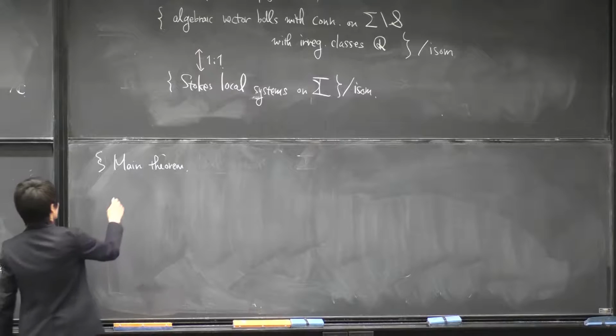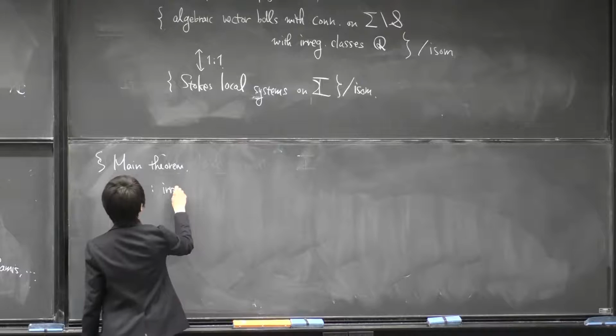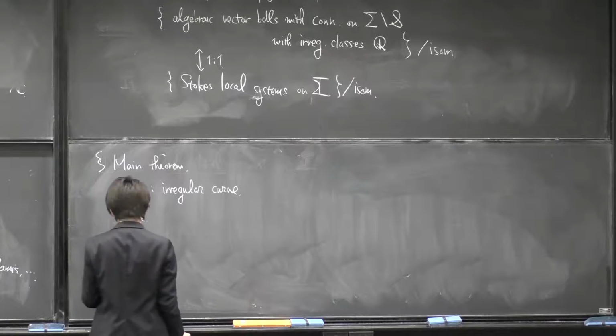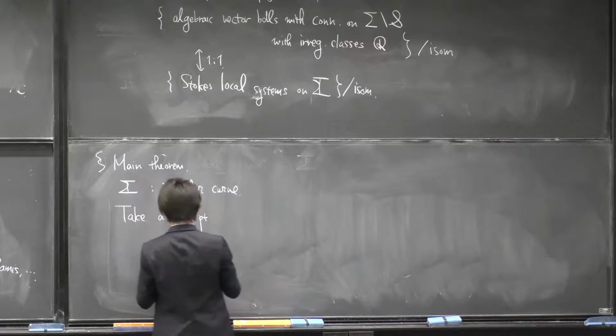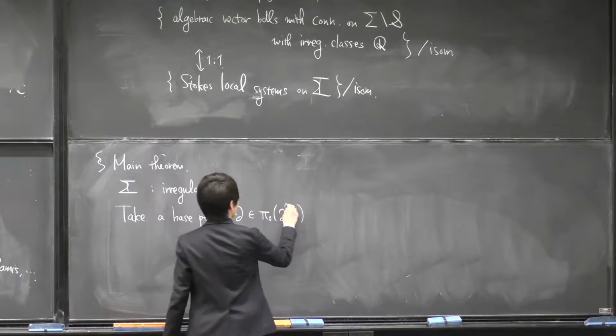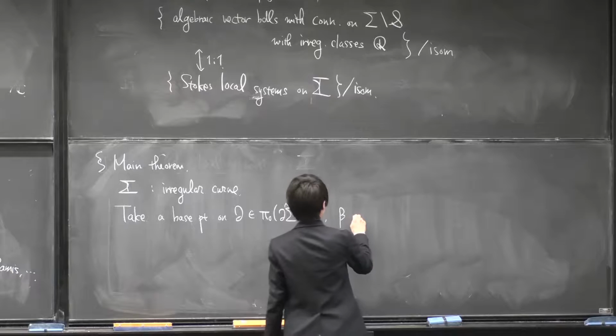Okay, so let Σ be an irregular curve, and let us take a base point on each boundary circle of Σ tilde. And let B be the set of base points.